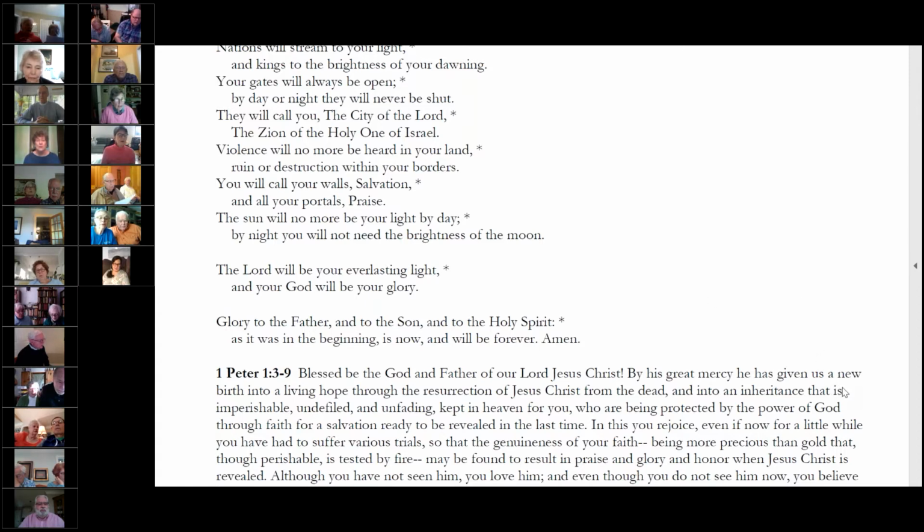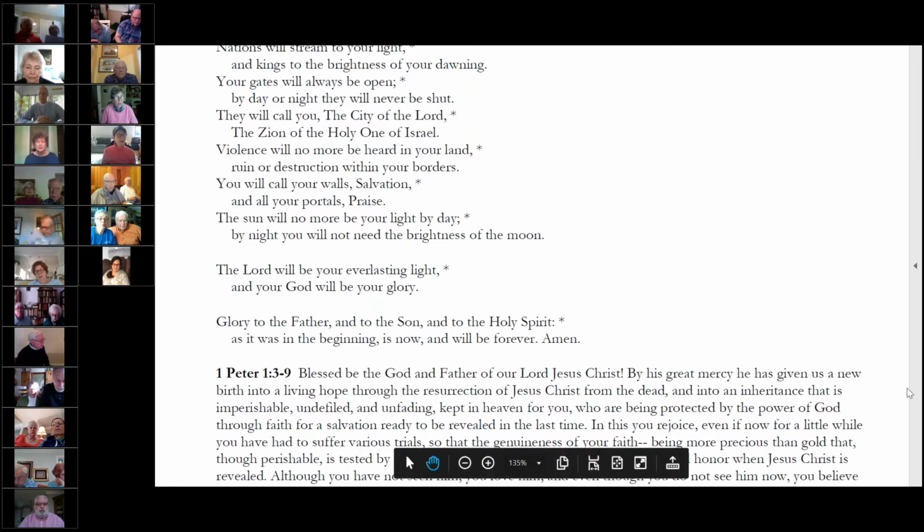Violence will no more be heard in your land, ruin or destruction within your borders. You will call your walls salvation and all your portals praise. The sun will no more be your light by day. By night you will not need the brightness of the moon. The Lord will be your everlasting light, and your God will be your glory.